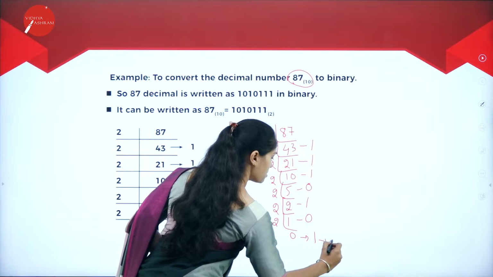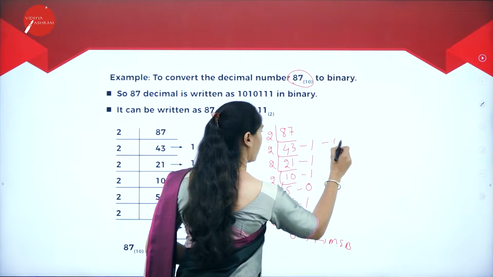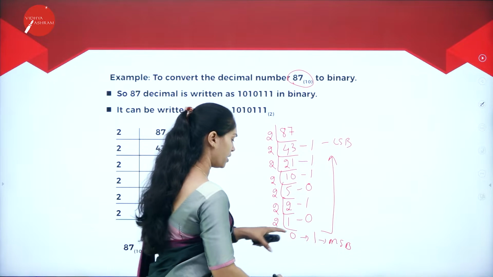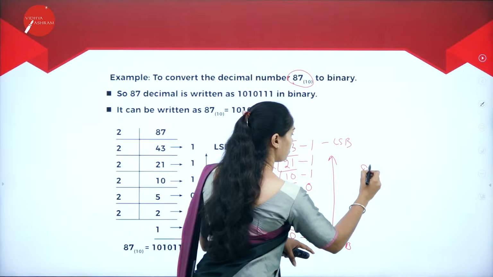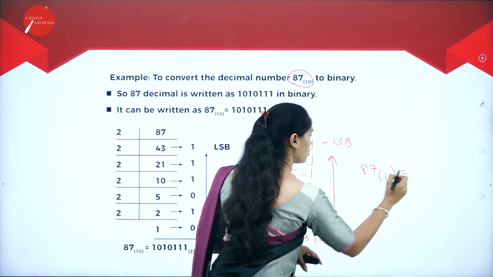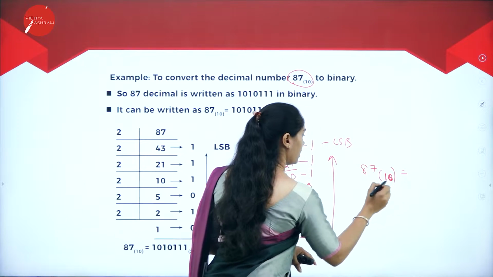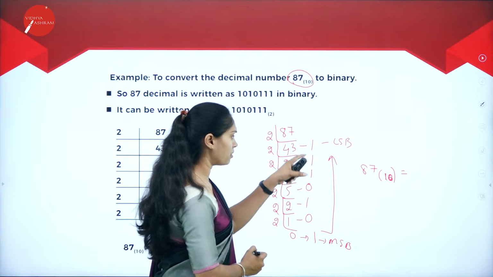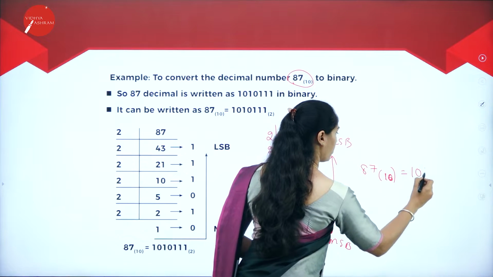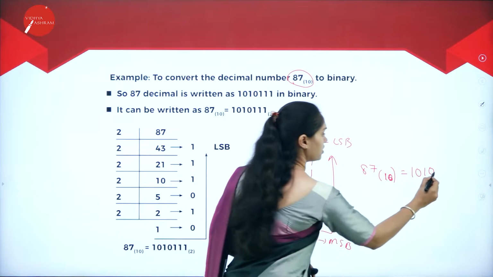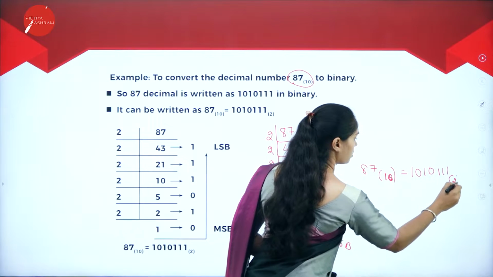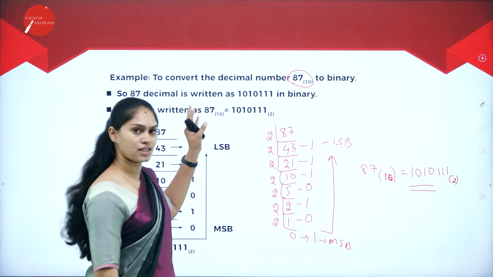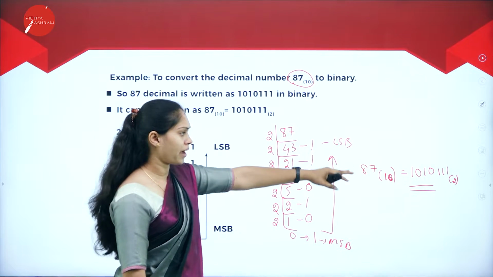So this becomes my MSB now and this becomes my LSB. How are we going to write the value? That must be from MSB to LSB. So now this 87 base 10, let me write it as 10, is equivalent to the binary value 1 0 1 0 1 1 1. What is the base value? That is 2.